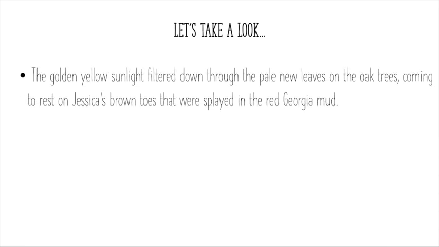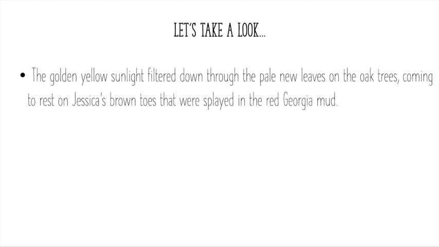So let's look at this. The golden yellow sunlight filtered down through the pale new leaves on the oak trees, coming to rest on Jessica's brown toes that were splayed in the red Georgia mud. So the writer here wants you to see this image, because the writer could have simply said, Jessica was sitting in the woods. However, instead, what the writer wanted to do was have you see what was happening.